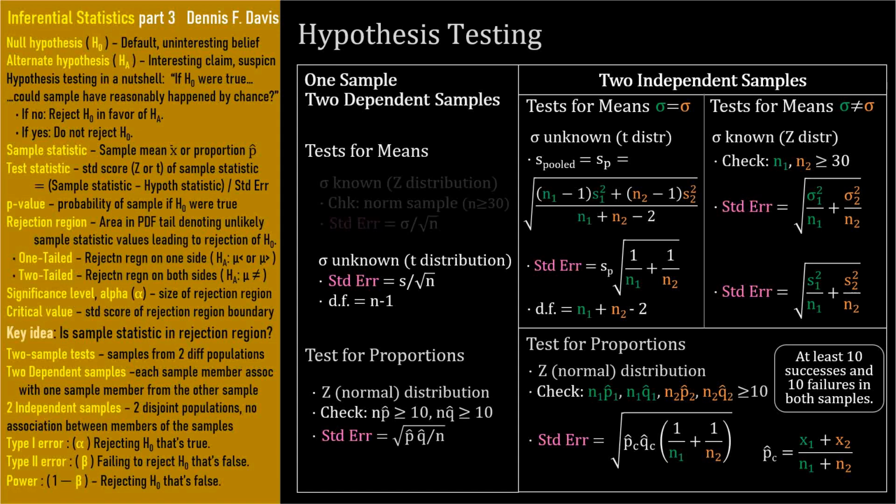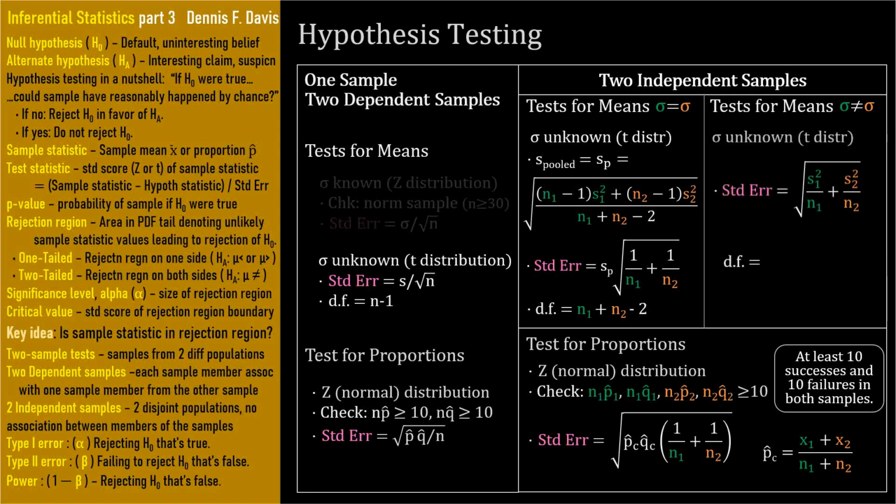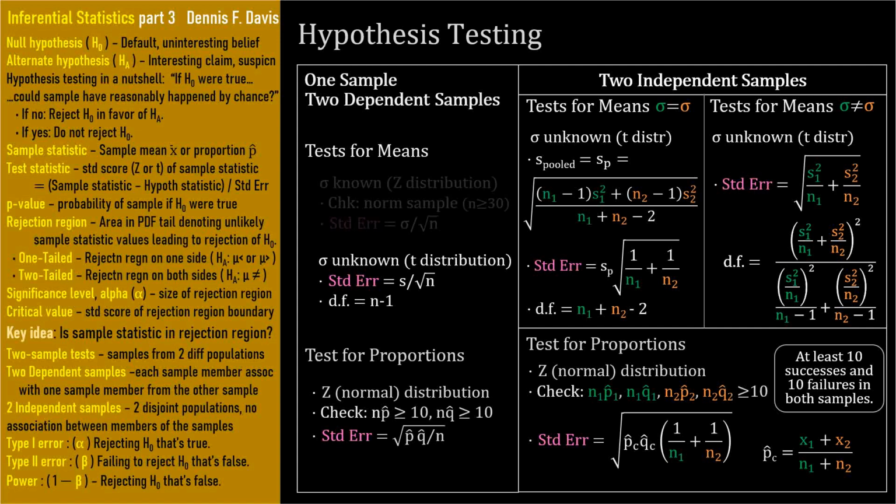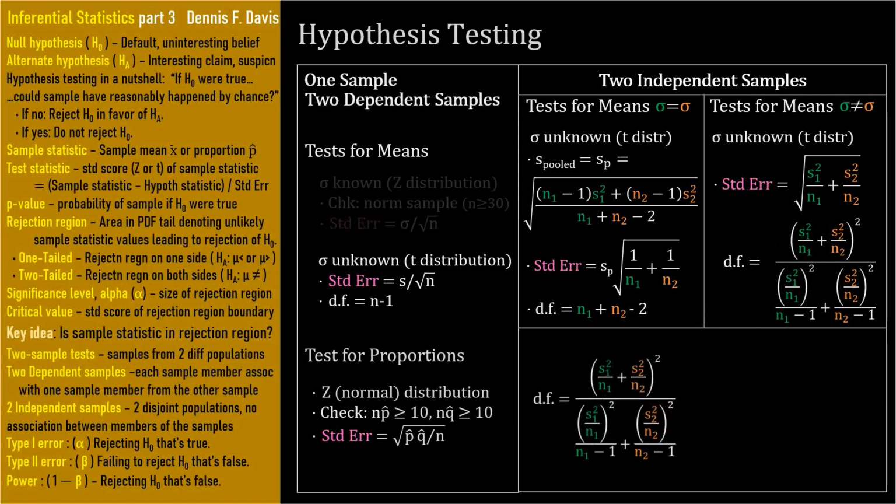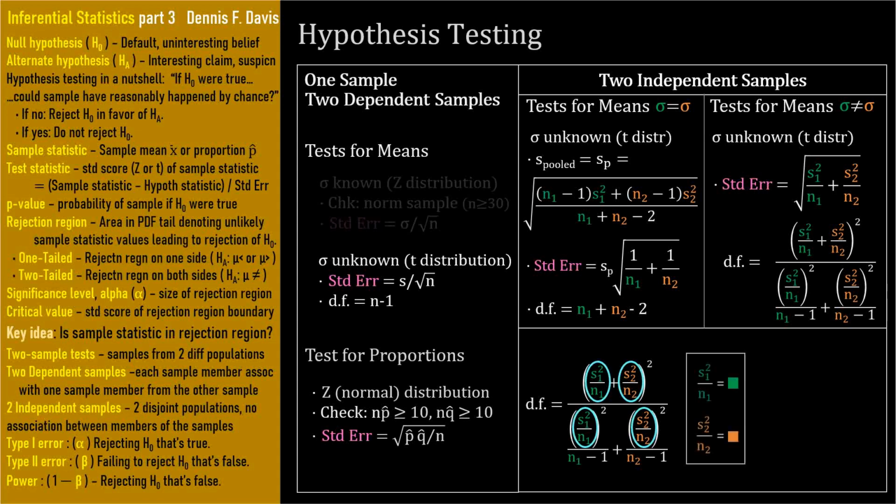Now, the formula for degrees of freedom. I'm a little reluctant to show it because it looks so horrible, but don't be intimidated. It only has 4 terms: the 2 sample variances and the 2 sample sizes. Let me make a few substitutions. I'll borrow this space down here. Notice these terms with variance over sample size. We'll replace them with blocks of the appropriate color, green for sample 1 and orange for sample 2. This appears to simplify the formula.